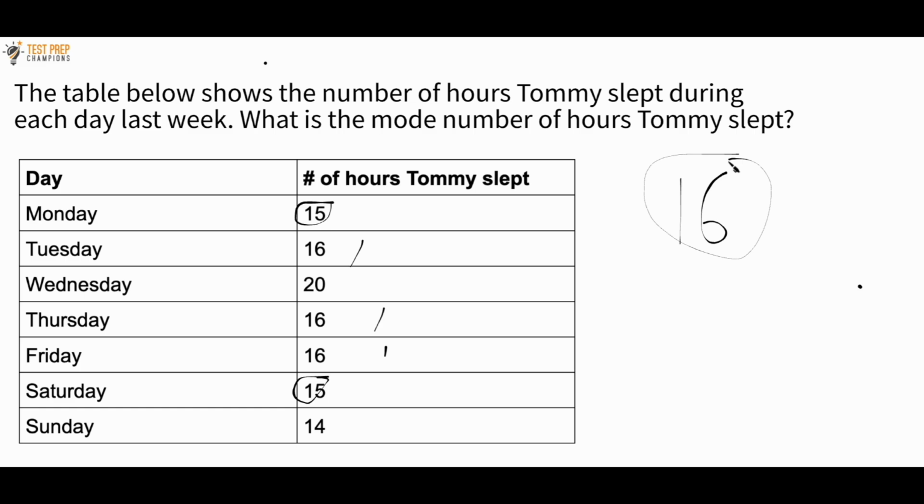And for the mode, what you want to do is find the number that shows up the most, right? And so here we see that 16 shows up 3 times, and so that's why 16 is the correct answer here.